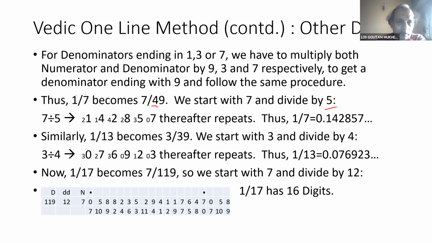Similarly, 3 by 4: 1 by 13 becomes 3 by 39, so for 1 by 13 I start dividing 3 by 4. It is 0 and 3 becomes 30. 7 and 2. 7 into 4 plus 2 is 30. That way it goes and it repeats afterwards.